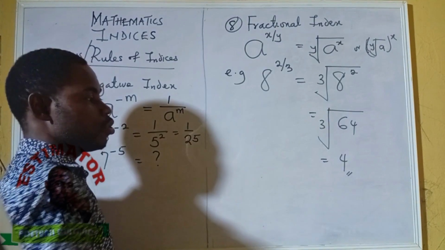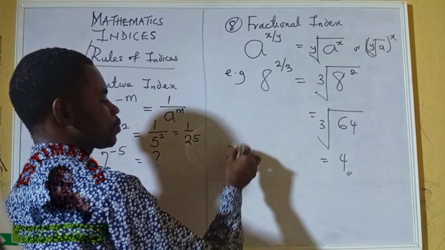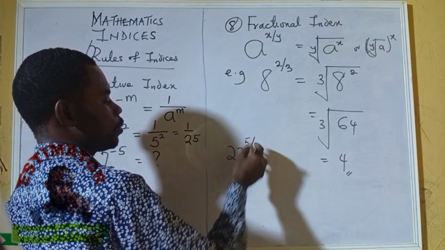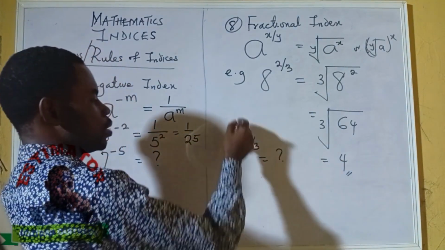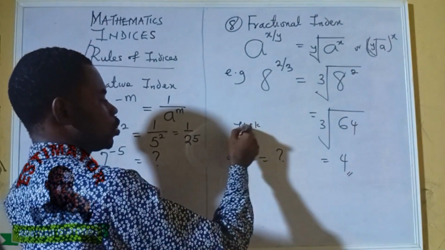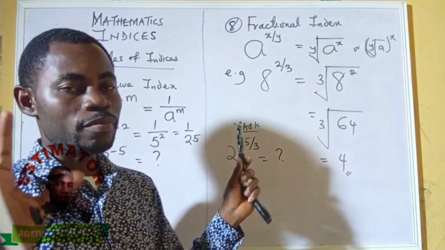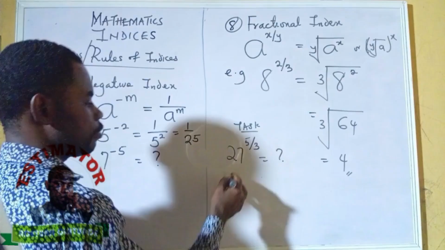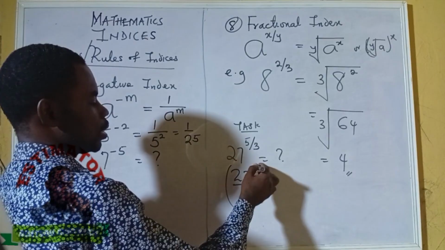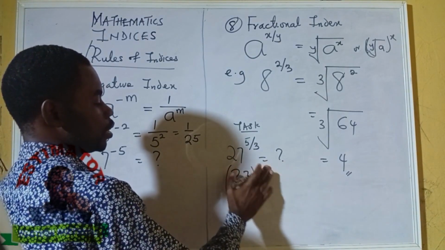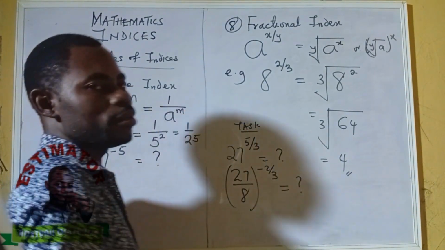So as usual, let me give you your own task. Your own task is this. If I have 27 exponential 5 over 3, you give me the answer. That's the first one. Now the second one that you are going to give to me, that's the task. Now this one is very interesting, and what makes it interesting is that I want to match 3 laws together. I'm having 27 over 8 exponential negative 2 over 3, and drop your answer in the comment box.